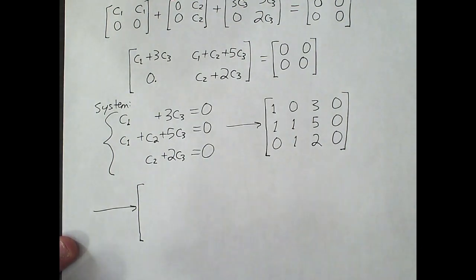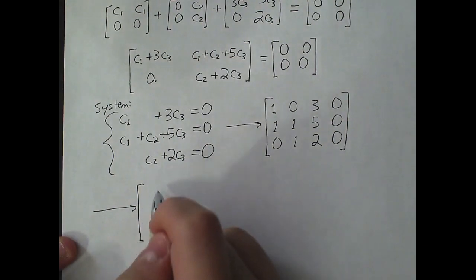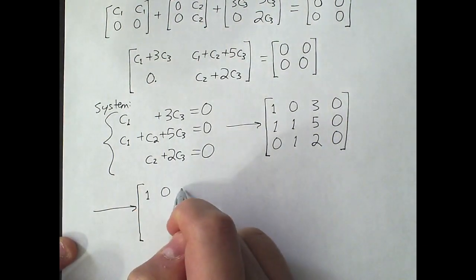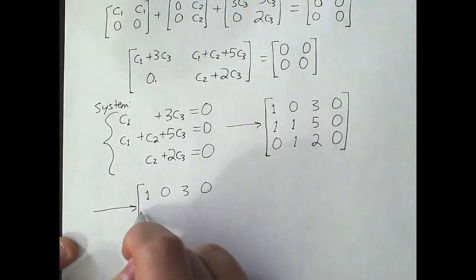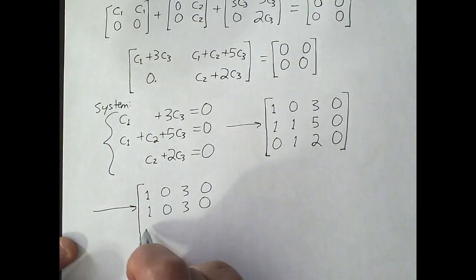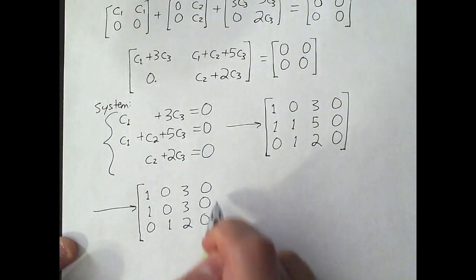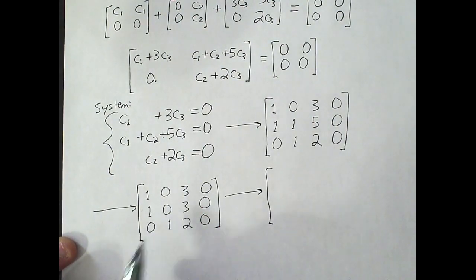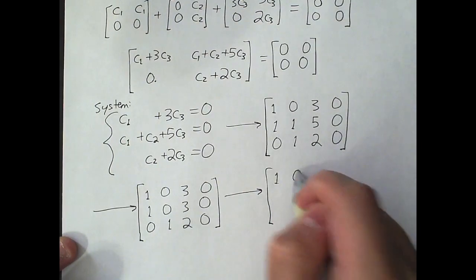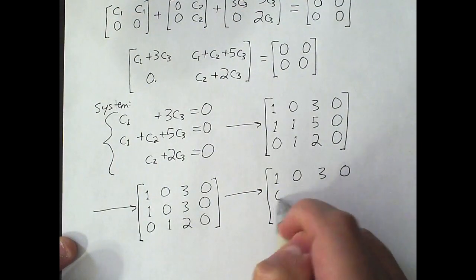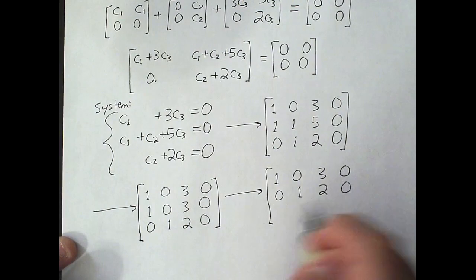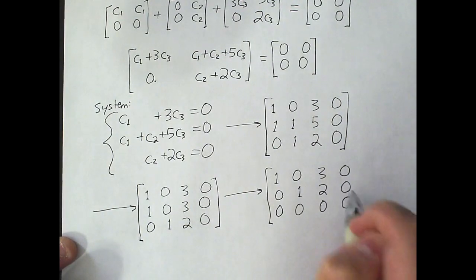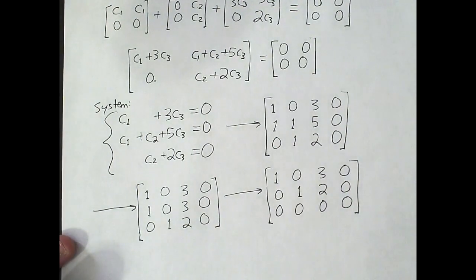I'm not going to write out all the details of the row reduction. We've done row reduction a lot this semester, but I wound up getting 1, 0, 3, 0, 1, 0, 3, 0, 0, 1, 2, 0. And then I went one step further. I saw that two rows were the same, so I guess I added -1 times row 1 to row 2 and something like that. Also, I interchanged rows to put the row of all zeros at the bottom. All right, so I row reduced.